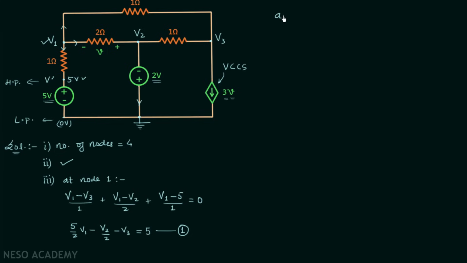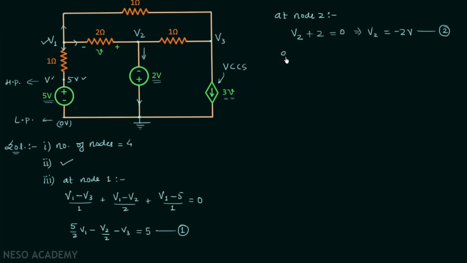Now we will proceed to node number 2, and at node number 2 we are not required to develop the KCL equation, because here you can see that a voltage source is connected between the non-reference node and the reference node. Therefore, we can calculate V2 directly. We will begin applying KVL from this point. So we have V2, then moving in this direction we have plus 2 volts. So we will write plus 2. Then we will equate with the potential at this point, that is 0 volt. So from here we get V2 equal to minus 2 volts. This is equation number 2.